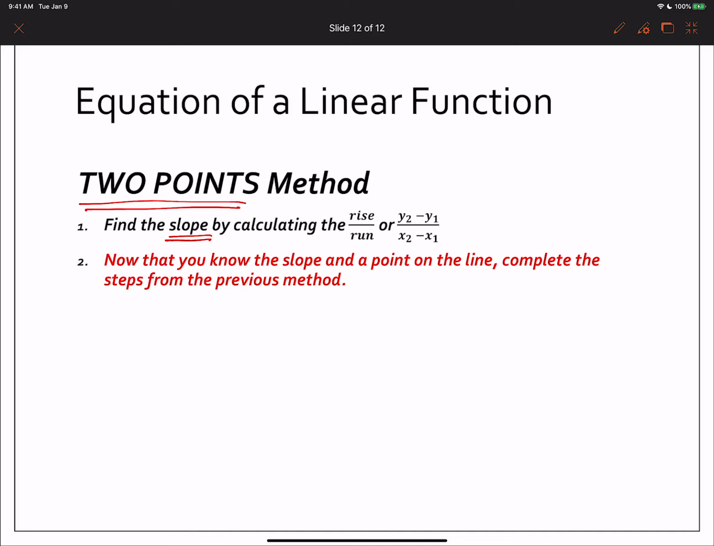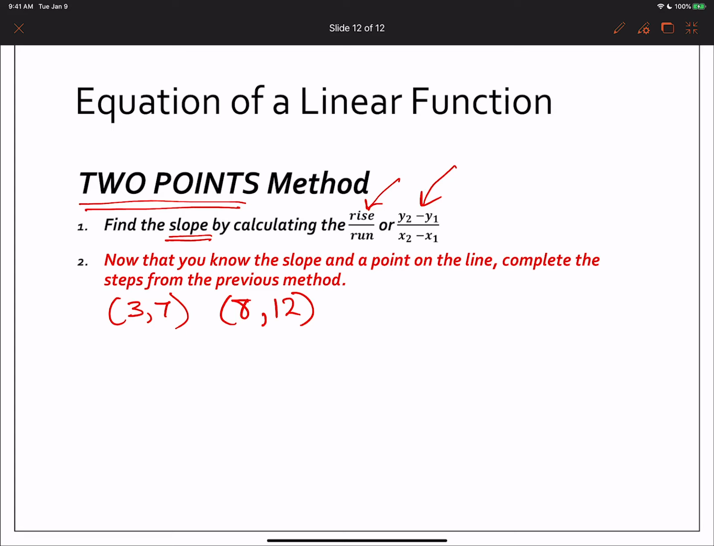So for this example, let's say our first point is (3, 7), and our second point that we know on the line is (8, 12), right? So we have our x, y for the first point, we have our x, y for the second point. So what we need to do is first find the slope. To find the slope, what do we need to do? Rise over run, or y2 minus y1 divided by x2 minus x1.